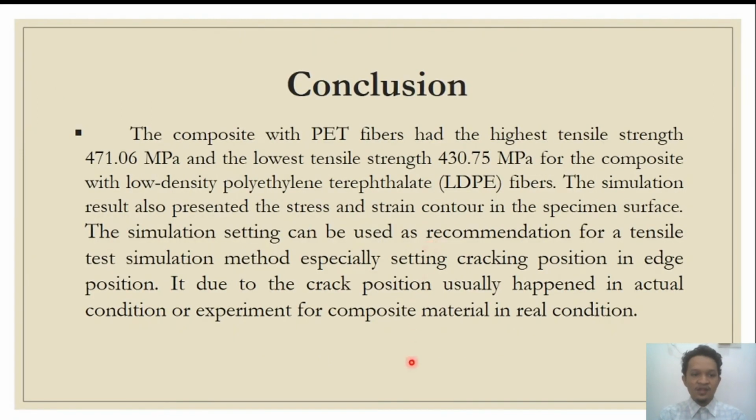Conclusion. The composite with PET fiber had the highest tensile strength of 471.06 megapascal, and the lowest tensile stress was 430.75 megapascal for the LDPE fiber. The simulation result also presents the stress and strain contour on the specimen surface. The simulation setting can be used as a recommendation for the tensile test simulation method, especially setting the correct position in the H position. It is because the correct position usually happens in actual conditions, or in experiments for composite material in real conditions.